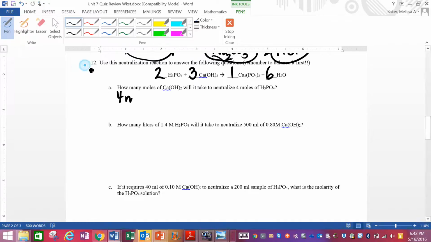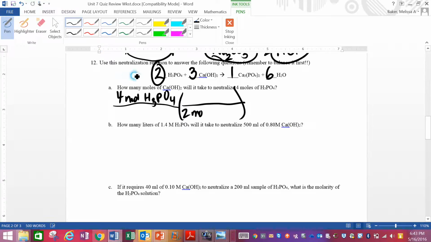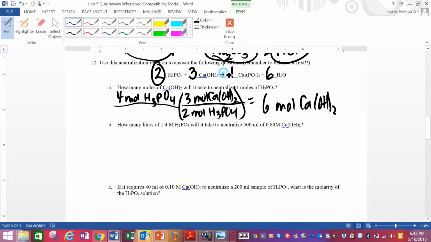If you've got 4 moles of H3PO4, write out what you know. How many moles of Ca(OH)2 is it going to take to neutralize it? Well, look at the numbers out front. For every 2 moles of H3PO4, you need 3 moles of calcium hydroxide to neutralize. So 4 times 3 divided by 2, you need 6 moles of calcium hydroxide to neutralize that 4 moles of the acid.